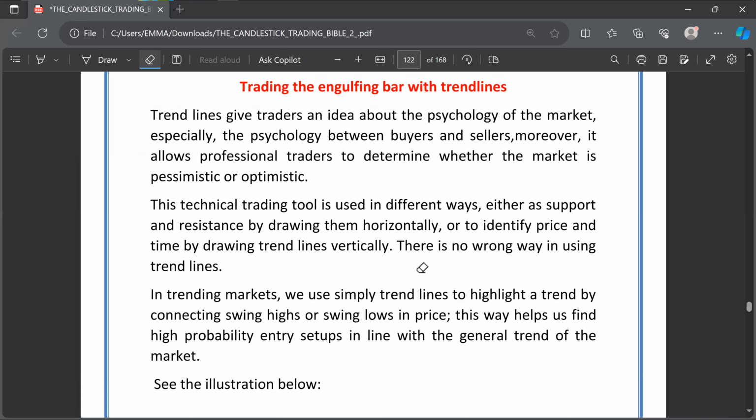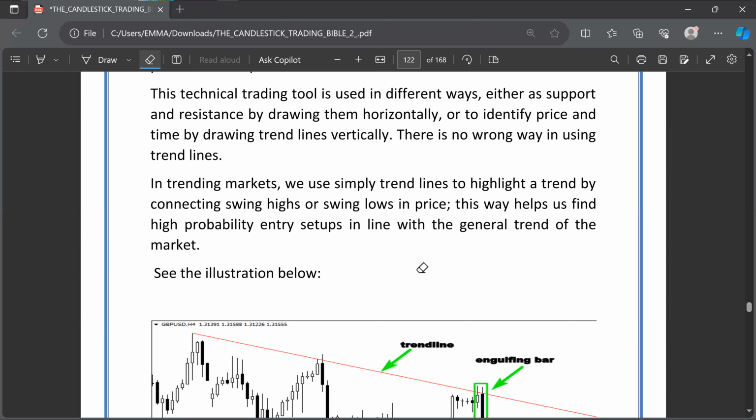Now, this technical trading tool is used in different ways, either as support and resistance by drawing them horizontally, or to identify price and time by drawing trend lines vertically. There's no wrong way. In fact, that is it. Now, in trending markets, we use simple trend lines. We use simple trend lines to highlight a trend by connecting swing highs and swing lows in price. This way helps us find high probability entry setups in line with the general trend of the market.